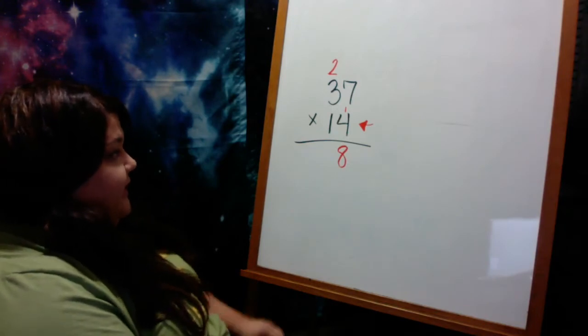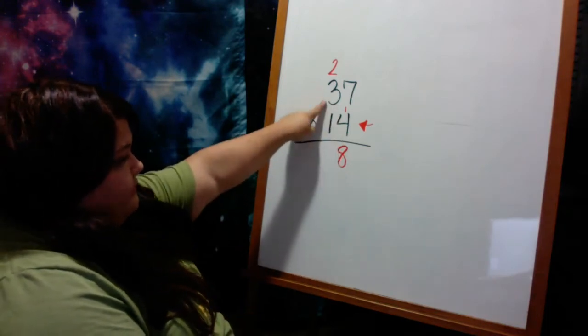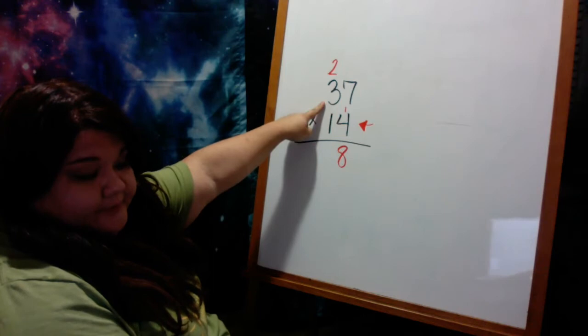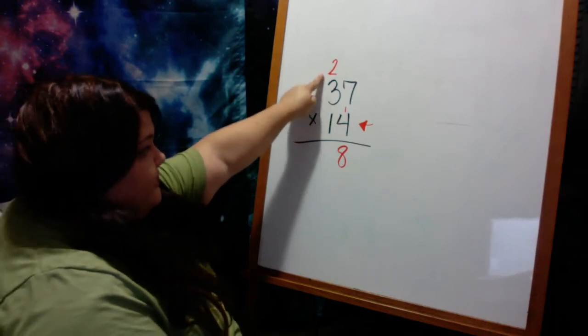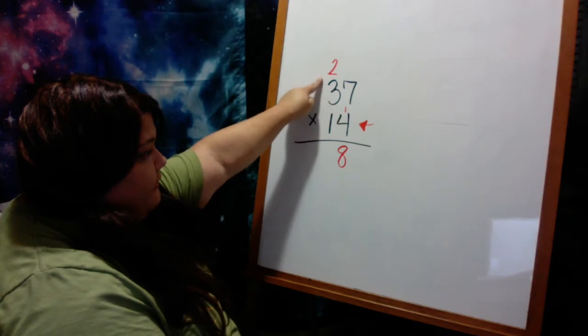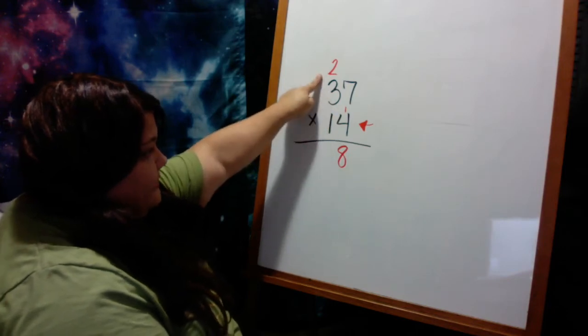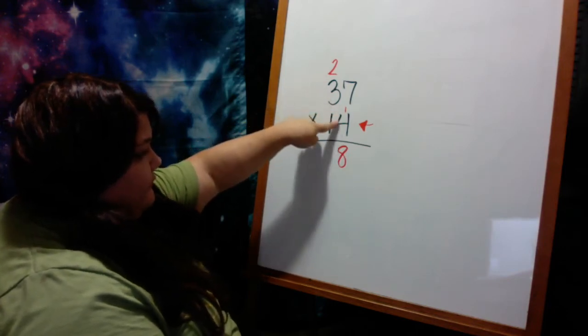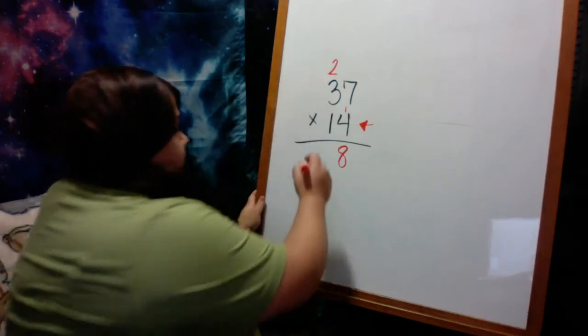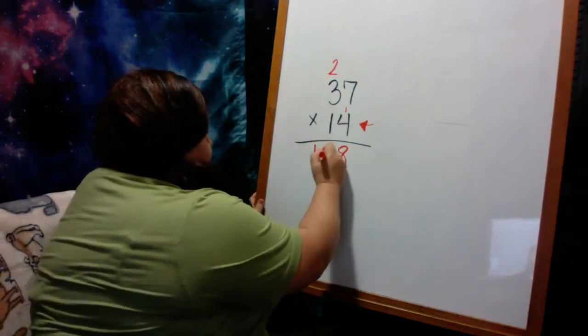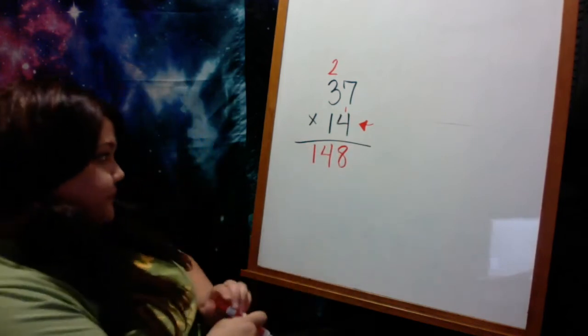Okay, next I have to say, well, what's 4 times 3? 4 times 3 is 12. And then 12 plus 2, this 2 that I carried over, because we always add this part. So we have 4 times 3, which gave us 12, and we have to add our 2, which gives us 14. Drop it down there.